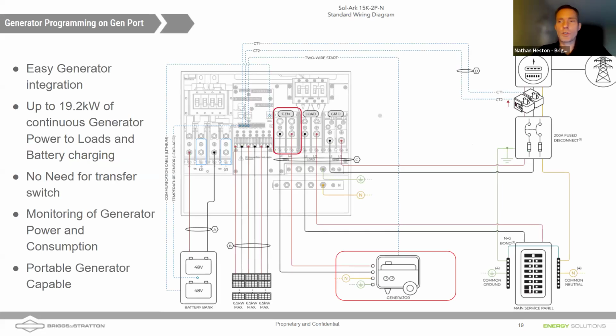Now we're showing you here a standard wiring diagram showing a Solarc 15K with a generator coming in on that 19 kilowatt gen port that's there. We are showing a two-wire signal to start running to that generator as well. And then this is an example where we're looking at all the loads in the house being backed up. So this is whole home backup with a 15K. This is kind of the most common wiring example here. You've got your batteries, you've got your generator, you've got the main load center of the house, and everything is being run through the load port on that Solarc.